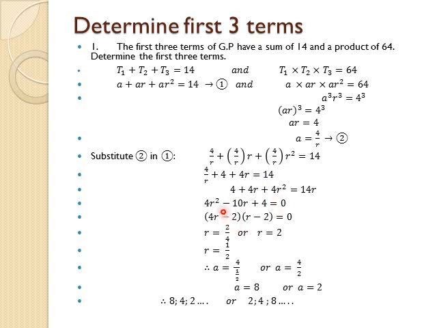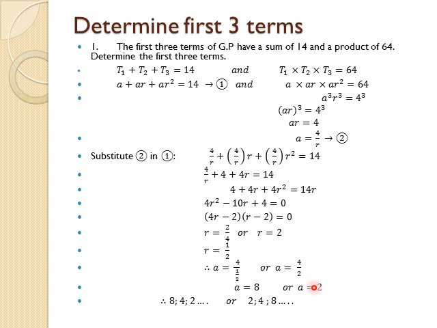From there, if we factorize, I have 4R times R, and 4 as negative 2 times negative 2, because the middle term is negative but the last term is positive. Therefore the signs are negative, negative. So 4 times negative 2 is negative 8, plus negative 2 gives me negative 10. So R equals 2 over 4, so R equals half. If I substitute it back into A, 4 divided by half, A equals 8.